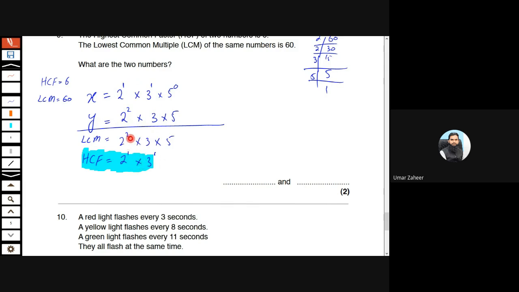Now he gives you the LCM. The LCM is 2 raised to power 2 into 3 into 5. 2 raised to power 2 means you have to take the highest power down. For example, you just have to write the upper values. You have to take the highest power down. Obviously it is a power 2 raised to power 1. This means that the second number must have a power 2 raised to power 2. Got it?